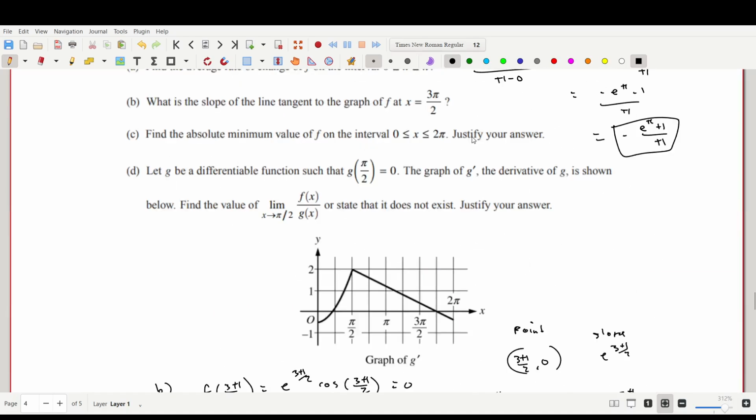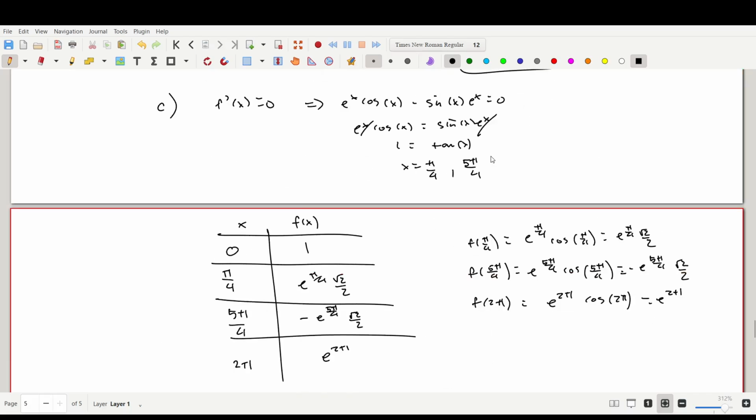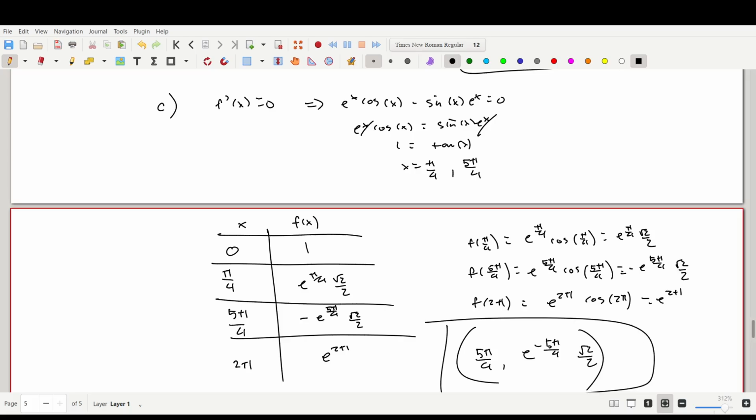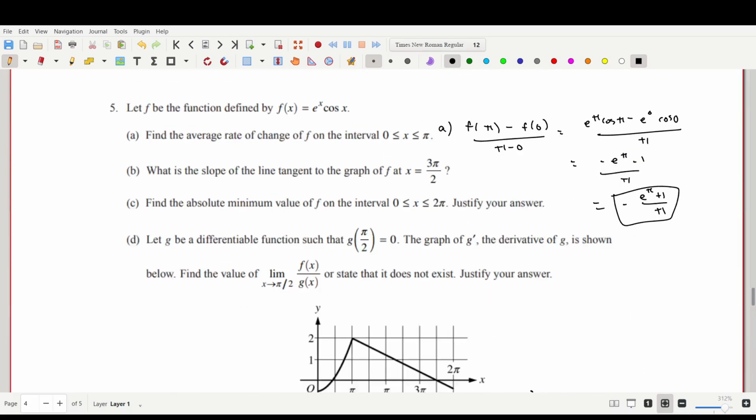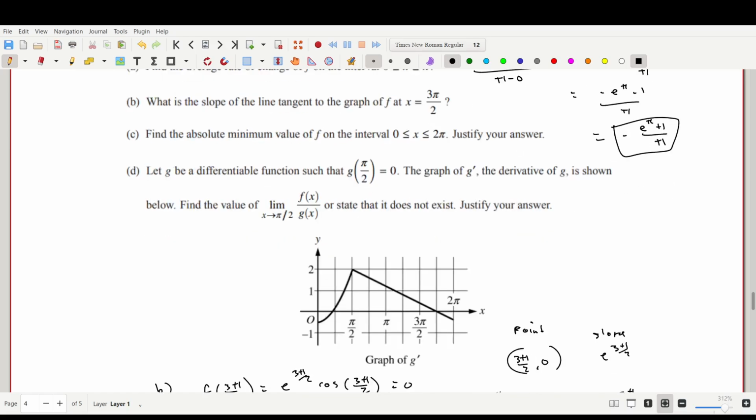And they want the absolute minimum value. So the only one that's negative will be it. So it'll be at 5 pi over 4, comma, negative e to the 5 pi over 4 times root 2 over 2. That's my answer.